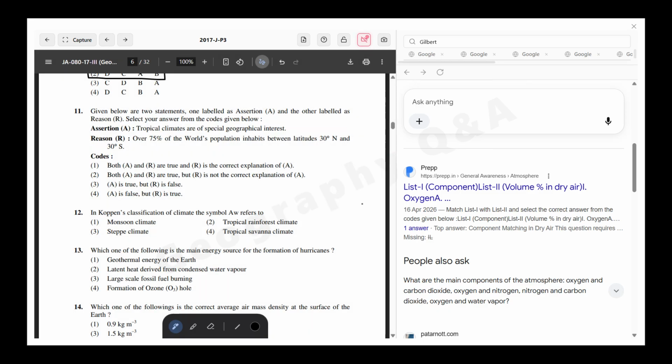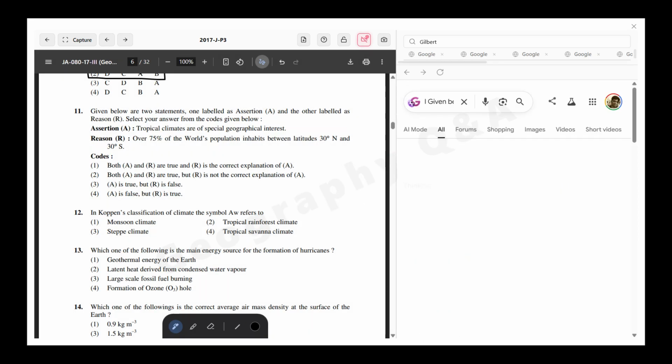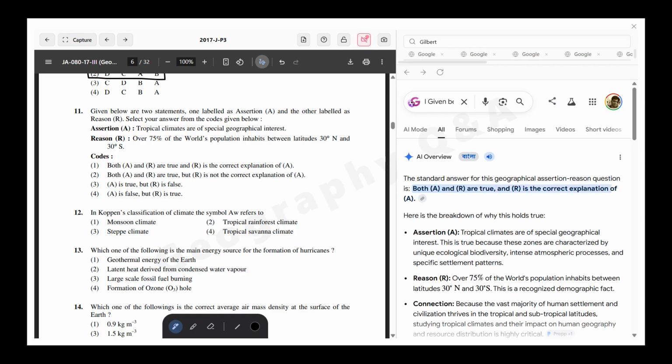Now the question: the tropical climates are of special geographical interest. Over 75% of the world population inhabits between 30 degrees north to 30 degrees south. Is it? No, it is not 75%, because China and India are above that particular line. So this is wrong, false. So C will be the correct answer.